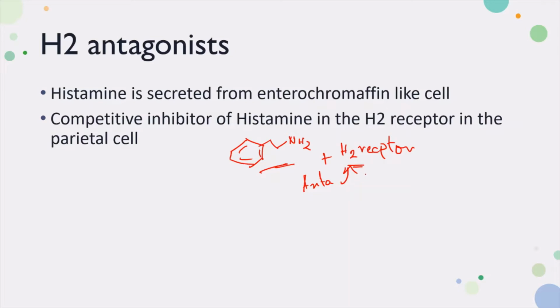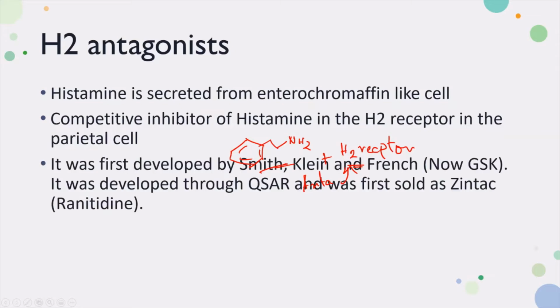This is very common for any kind of competitive inhibitor, and we will learn it in future classes as well. It is interesting that this was first developed by the company Smith, Klein and French. Now it is GSK. I think a lot of you know the full form of GSK. It is now basically Smith and Klein. The name French has been dropped, and it combined with one of the major multinational companies, Glaxo, which is I think a British company, and they have now formed GSK.